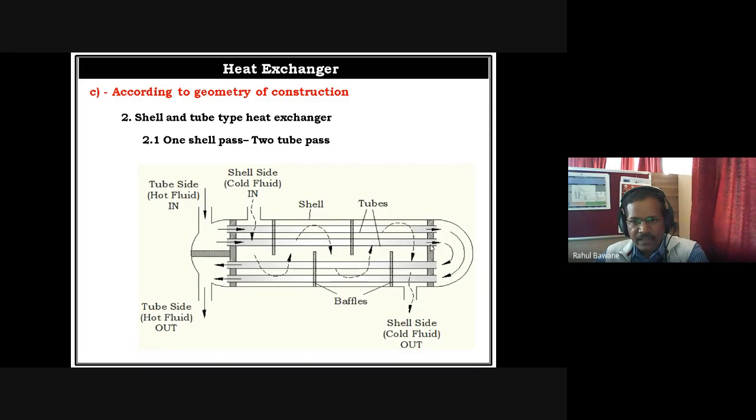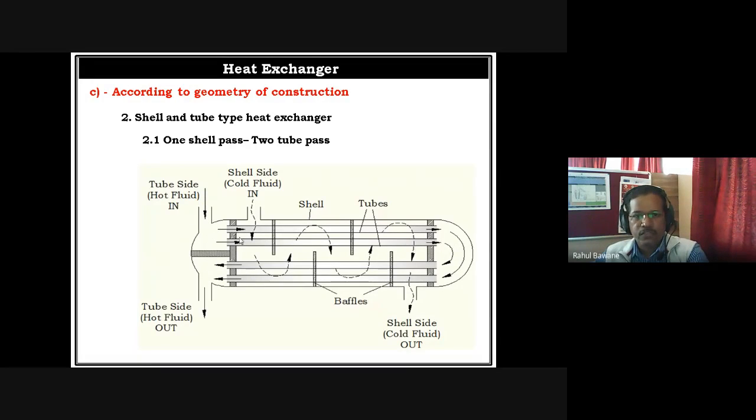And when it comes to the right end, because of this closed enclosure, it can't move back, so it will move through the bottom tubes. So hot fluid is moving first right in the first pass, then in the second pass it will again move back to left. So we extend the total flow length of hot fluid. So this is two tube pass. Two tube means the number of passes. So first right, one pass, then left, two pass.